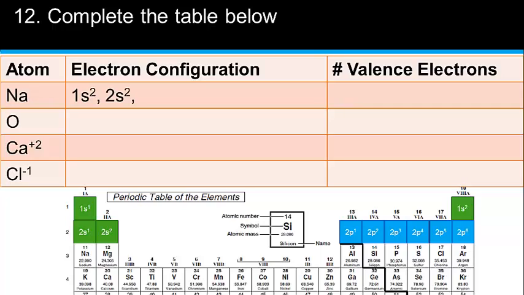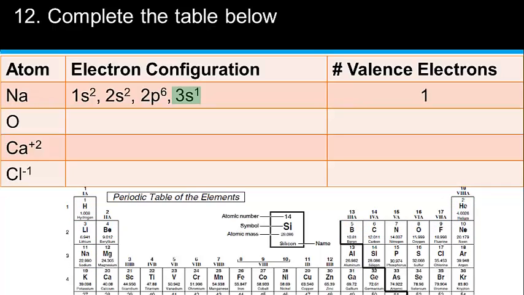Now I'm at the end of an energy level, so I need to write down what I have so far. We come down, and now we're at sodium. So sodium is 3s1. Now that I'm at sodium, I just have to write down what I have. So I have 3s1. There's my electron configuration for sodium. Now to figure out the number of valence electrons, I want to look at the highest energy level. In this case, the highest energy level is energy level 3, and it has 1 valence electron in that energy level.